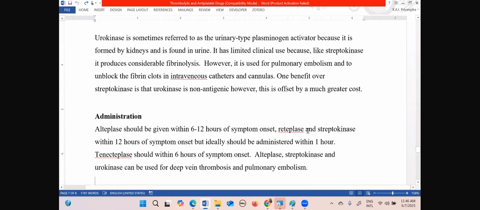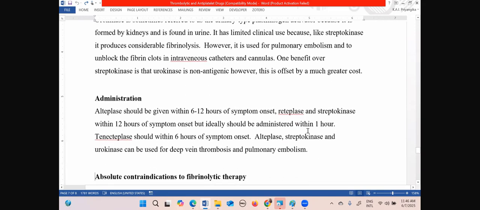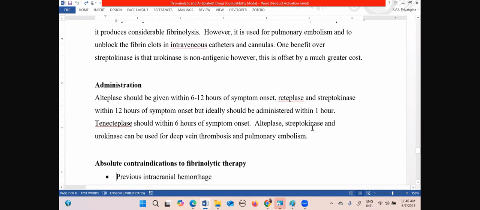Regarding administration, alteplase should be given within 6 to 11 hours of symptom onset of myocardial infarction, stroke, and the other indications we talked about. Streptokinase within 12 hours of symptom onset, but ideally within 1 hour. Tenecteplase should be given within 6 hours of symptom onset. Alteplase, streptokinase, and urokinase can be used for deep vein thrombosis and pulmonary embolism as well.